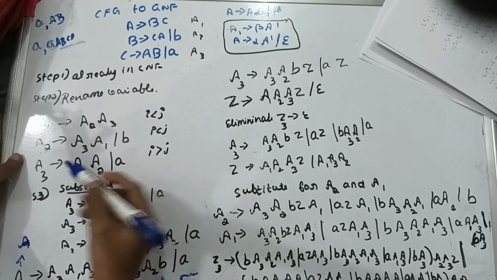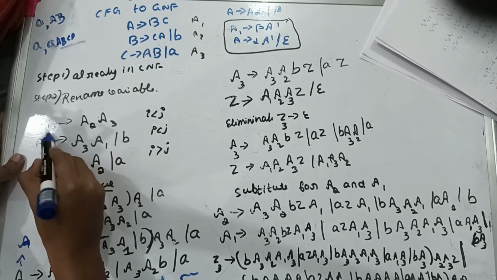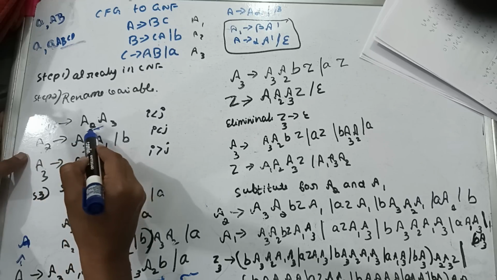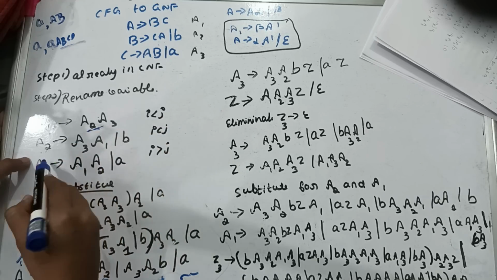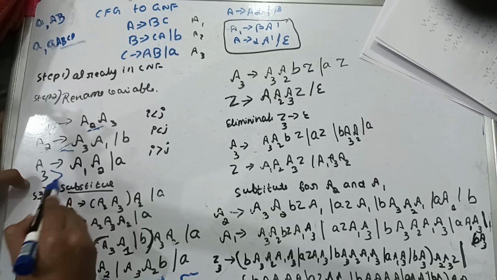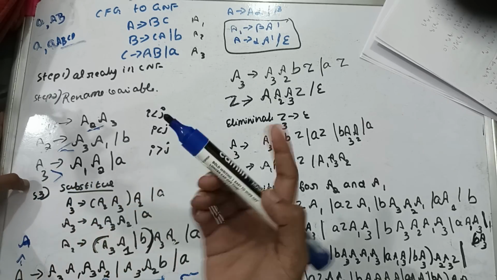After that, check here: here it is 1, and here in the beginning 2 is there. So 1 is less than 2, leave this case. And here 2 is also less than 3, leave that case. But here 3 is greater than 1, so we need to substitute for A3. These are the GNF rules.